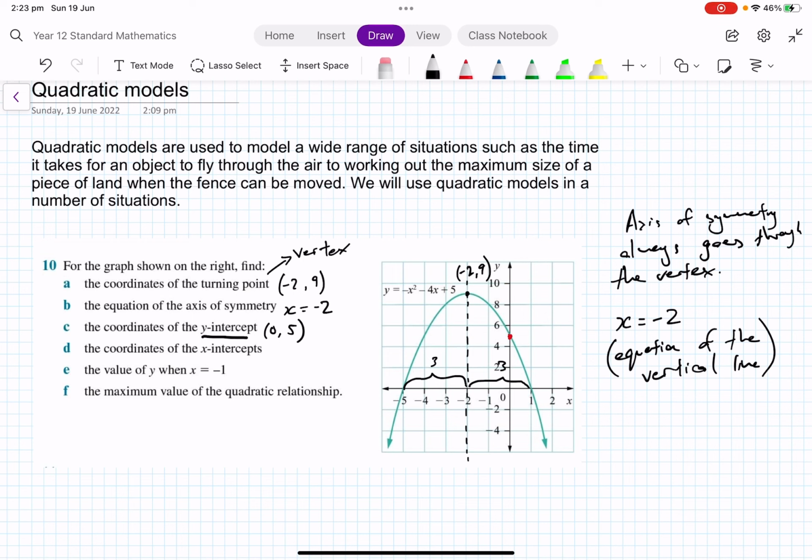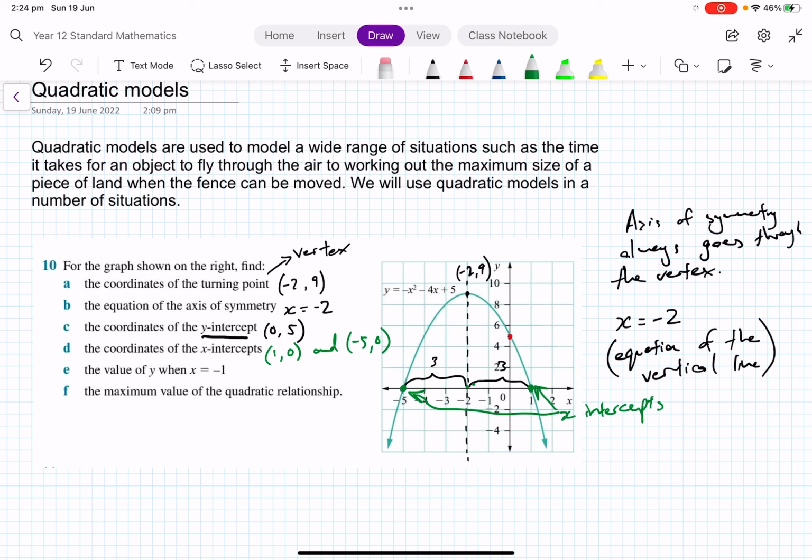The coordinates of the x-intercepts: we can see those, I'll put those in green. One passes through here, and the other one passes through here. Those are 1, 0, always give it as coordinates, and -5, 0. And remember, they are equal distance. The axis of symmetry is halfway between the x-intercepts.